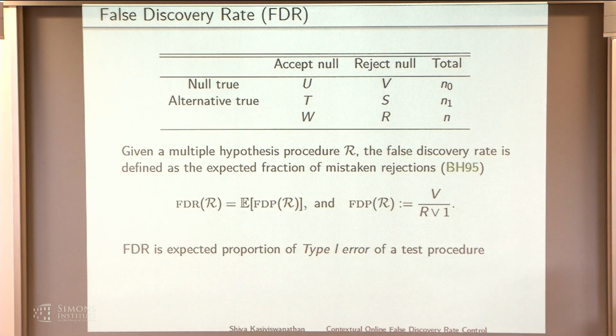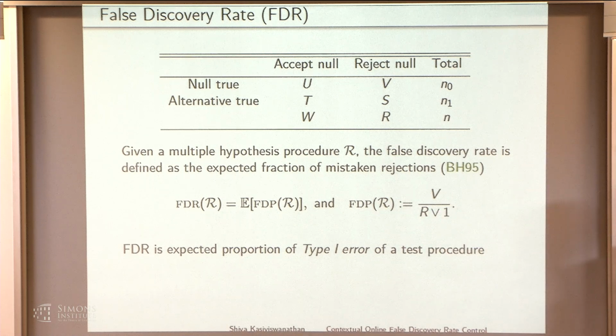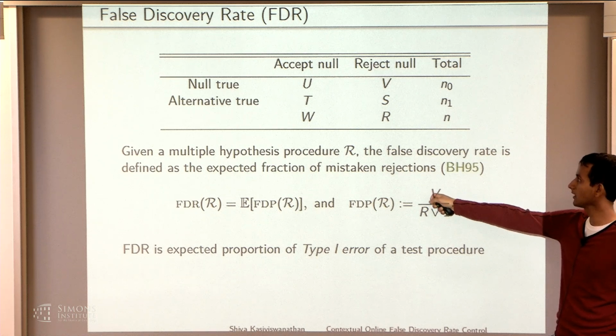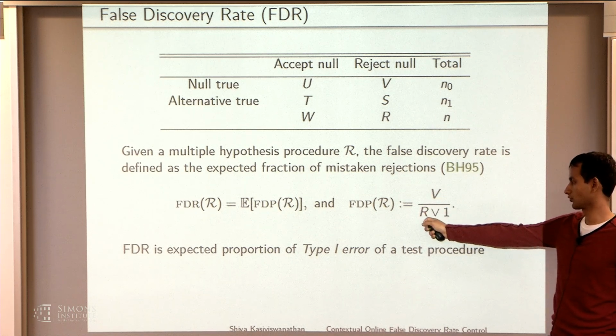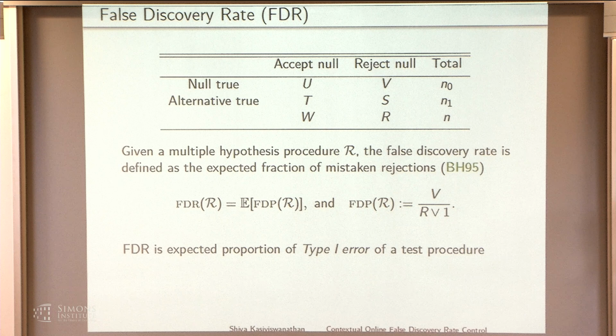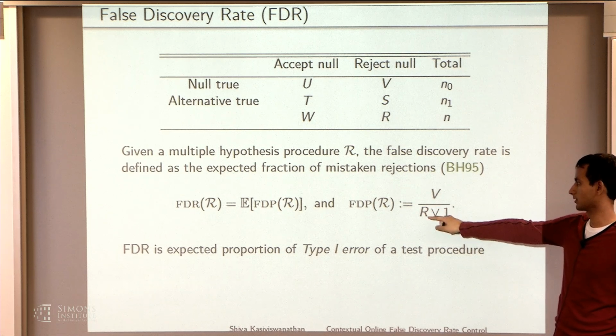The notion of false discovery rate, which was introduced by the work of Benjamini and Hochberg, formalized this and said what notion we should be looking to control. So let's start with the notion of false discovery proportion, which is defined as the number of false discoveries, V, divided by the number of rejections, R, or 1, whichever is max. So the false discovery proportion is the proportion of false discoveries that you're making: the number of false discoveries over the number of total discoveries.